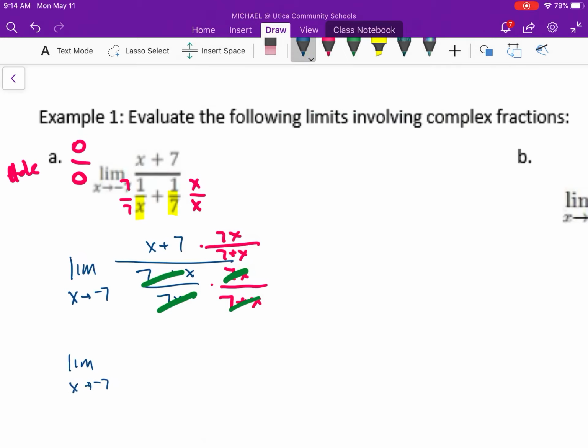If I rewrite my limit now, I get x plus 7, and that's really over 1, so I'll write that times 7x over x plus 7, and it's actually written as 7 plus x. But we all know that 7 plus x and x plus 7 are the exact same thing, so those will cancel out.